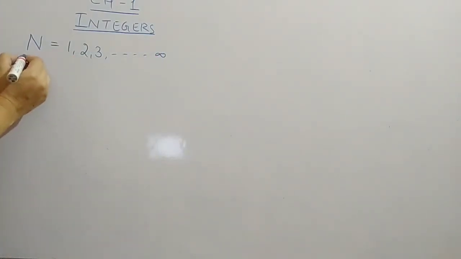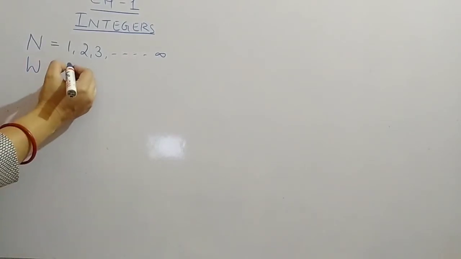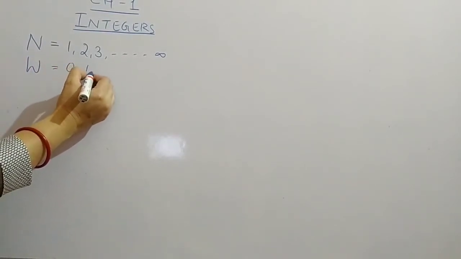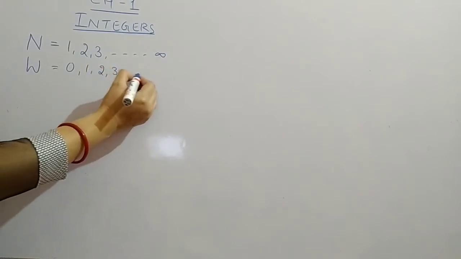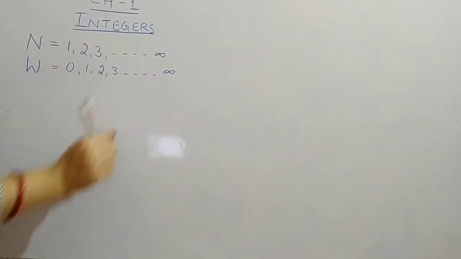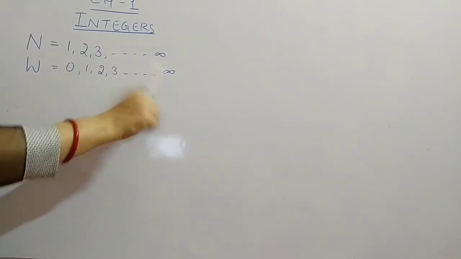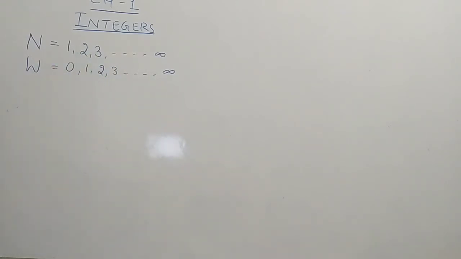After natural numbers we have learned about the whole numbers, denoted by capital W. Whole numbers start from 0, then 1, 2, 3 and this will also go up to infinity. So the smallest natural number is 1 and we don't have any largest natural number. The smallest whole number is 0 and we don't have any largest whole number.